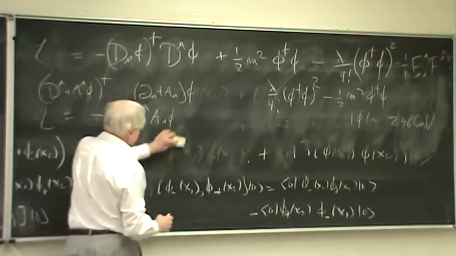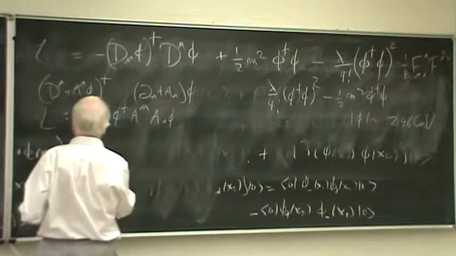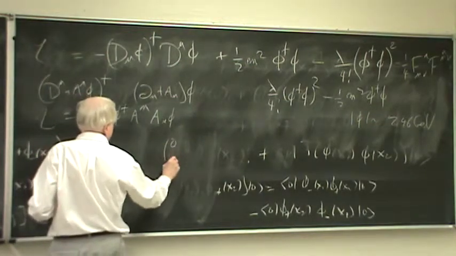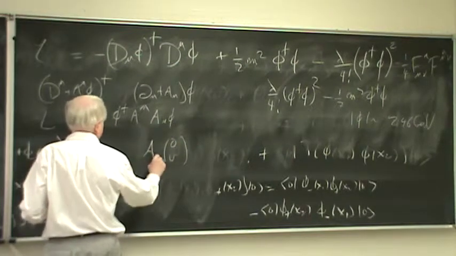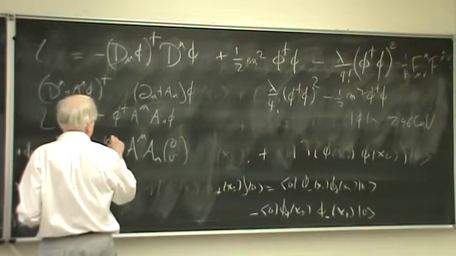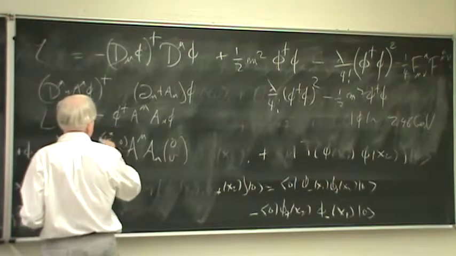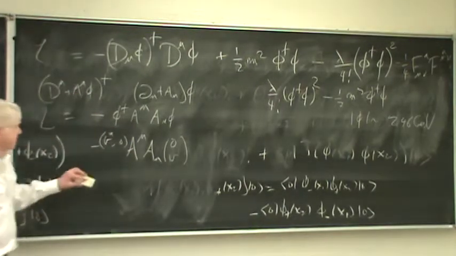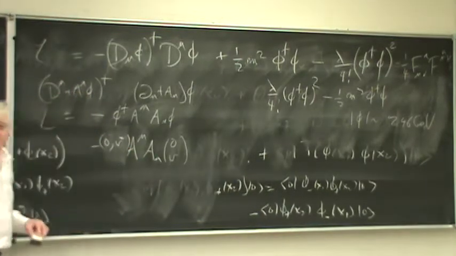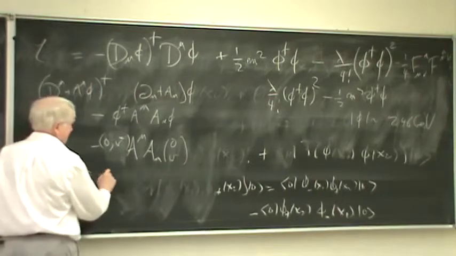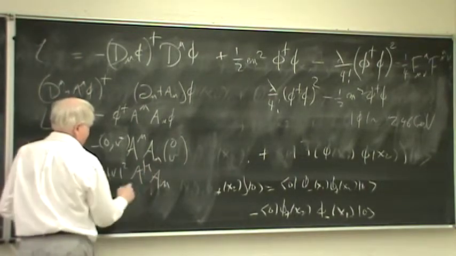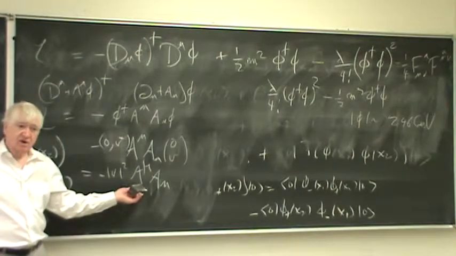In fact, it's typically thought to be something like this: 0 v, a mu, v star 0, say, but whoops, that's not very good. 0 v star. Okay, and so this is minus V squared A mu, A mu. And so this is a mass term for the gauge fields.